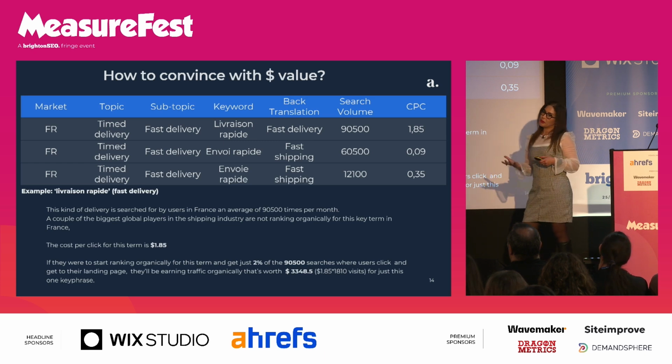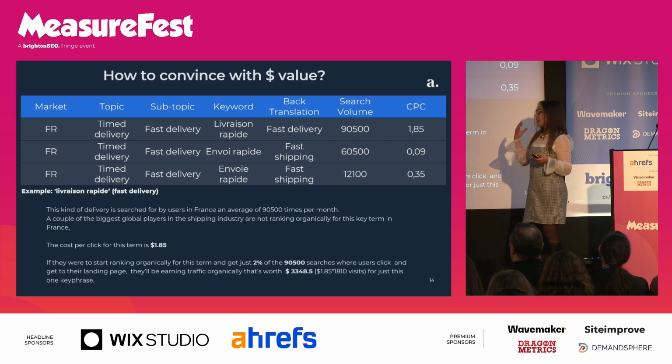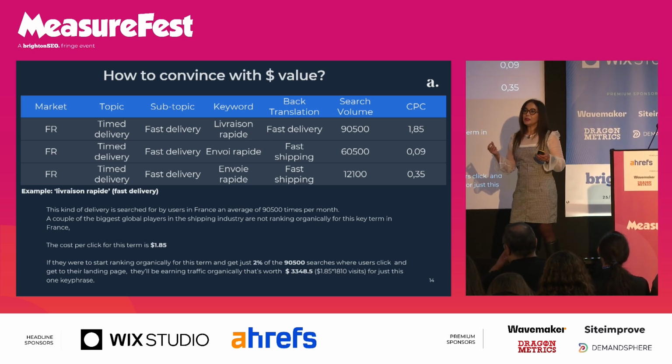So if we were to pursue this keyword organically, and we need to convince somebody who is in management, who's not involved in data or Google Search Console, you can show them lots of data, but they wouldn't actually get the right visual. You could talk numbers with them and explain that if we were to rank organically and get even 2% of that volume in clicks, we will be earning over 3K value per month for just that one single keyword.